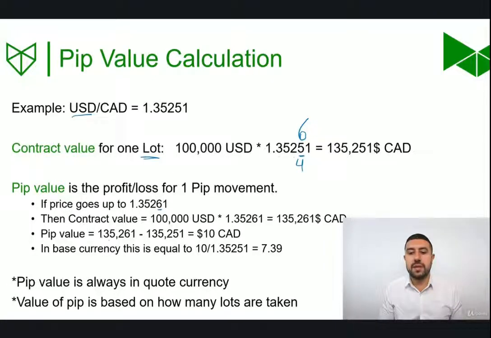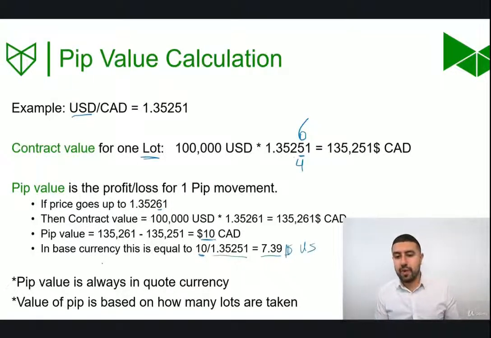Well, we would have made 135,261, the price at which we're selling, minus the price at which we bought at, 135,251. We would make $10, okay, $10 in Canadian. Now, if you want to know how much you made in the base currency, in USD, all you would have to do is take the $10 divided by the exchange rate, which in this case would have given you 7.39 in US, okay?